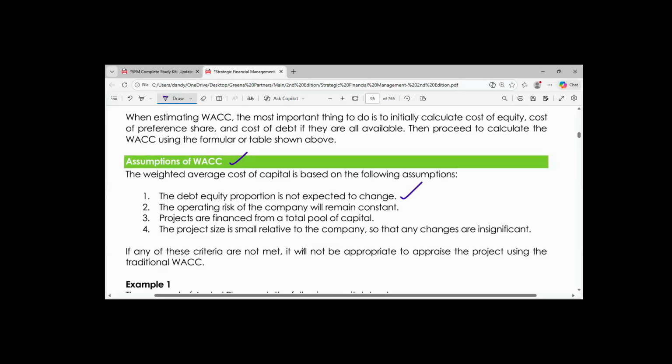Then the second assumption is that the operating risk arising from variability in cash flow of the company will remain constant. So we are saying that the cash flow will remain constant. It will not change. It will not vary.